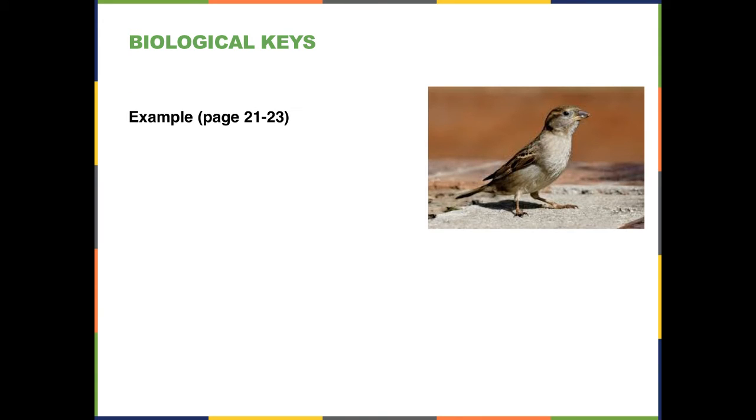If you look on pages 21 to 23 in your textbook, you see a series of questions that represent one example of biological keys. What you notice is that when you give certain answers, you're referred to another question. If you give some answers, it'll tell you what the phylum is or what the class is. And if you're not referred to another question, frequently what you're supposed to do is go to the next question.